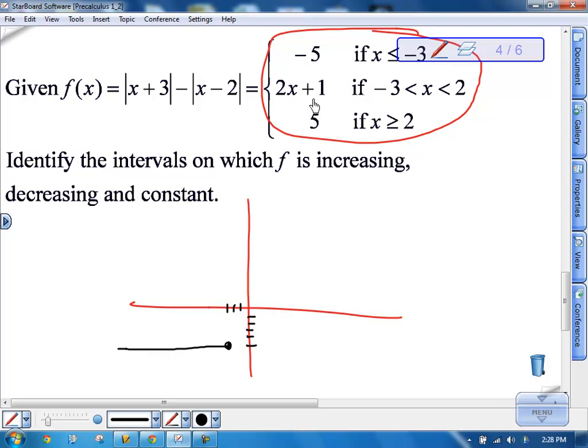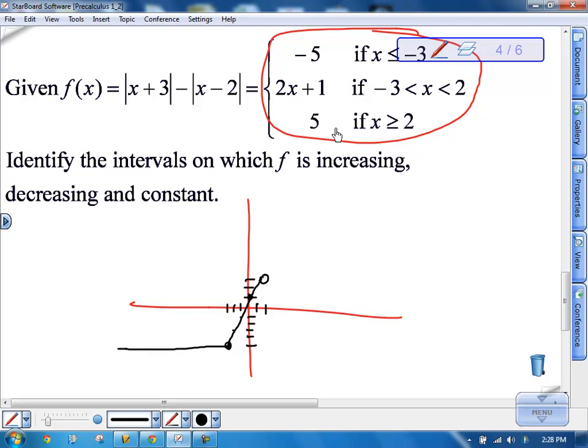Then it's a line 2x plus 1 in between negative 3 and positive 2. So 2x plus 1 has a y-intercept of 1, has a slope of 2. So it goes up 2 over 1. In this case, going left, it'd go down 2 over 1, down 2 over 1, down 2 over 1. So then it's this line right here, all the way up to 2, where we have an open circle at 2.